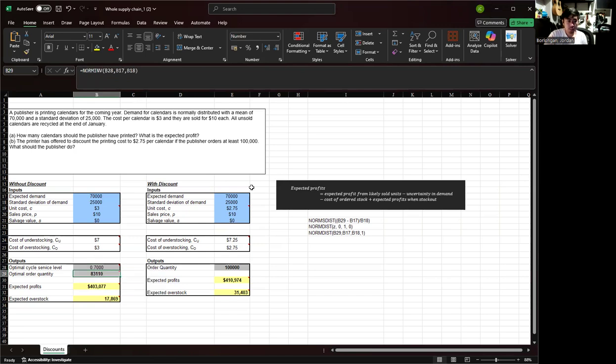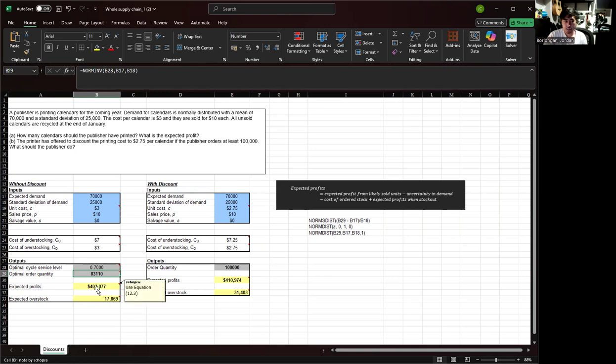And as for the optimal order quantity, we use normal distribution. We assume a normal distribution, and given a service level of 0.7, it explains what demand or quantity I should expect for my orders. So that's one of the outputs.